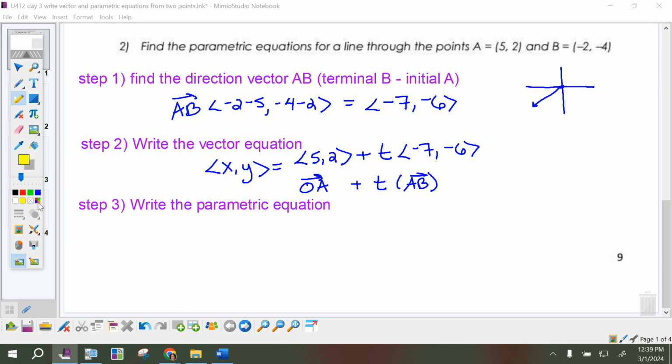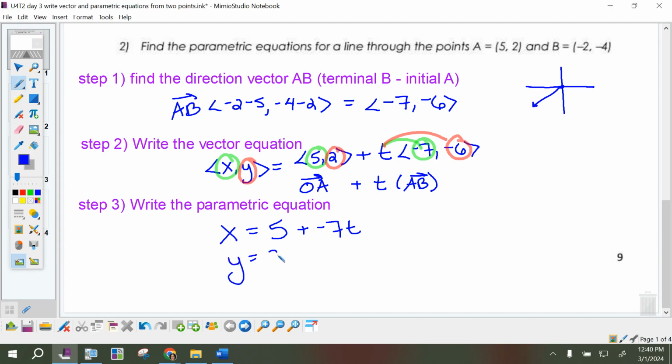So our parametric equation, now all we have to do is match the x components, so t times -7, x equals 5 plus -7t, you can write 5 minus 7t. And then the y components, y, 2, and t times negative 6. So y equals 2 plus negative 6t. Here's your parametric equations, but we need all three parts to flow together to get the final answer.